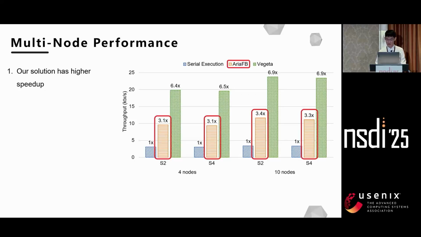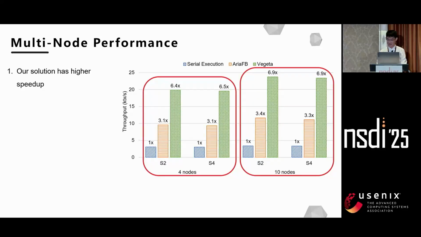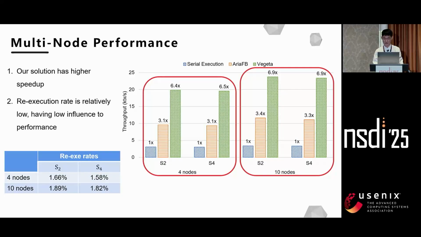As the result shows, the speedup of our design Vegeta is about 6.5 times for the 4-node setting and 6.9 times for the 10-node setting, which is higher than Aria-FB, showing satisfying performance. In the 10-node setting, we can process 10 blocks in one consensus procedure. The throughput is higher than that of the 4 nodes. We also measured how many transactions should be re-executed in our solution, shown as the re-execution rate. The re-execution rates are low in both 4 nodes and 10 nodes. Re-execution has low influence on our performance.